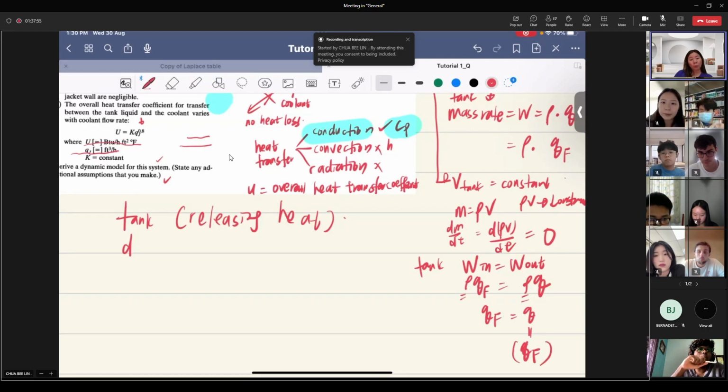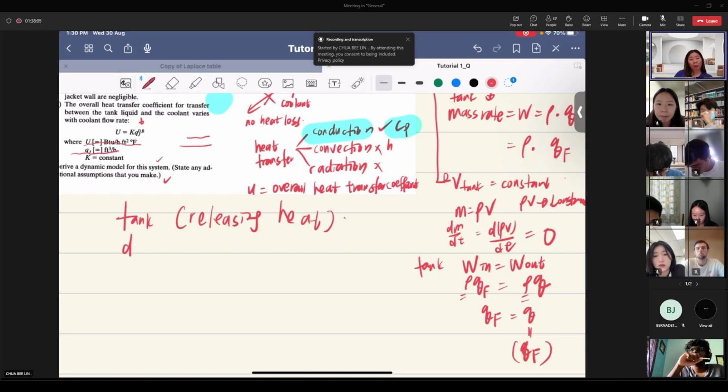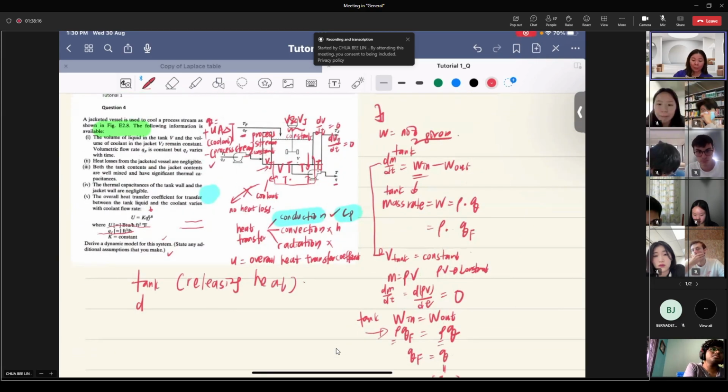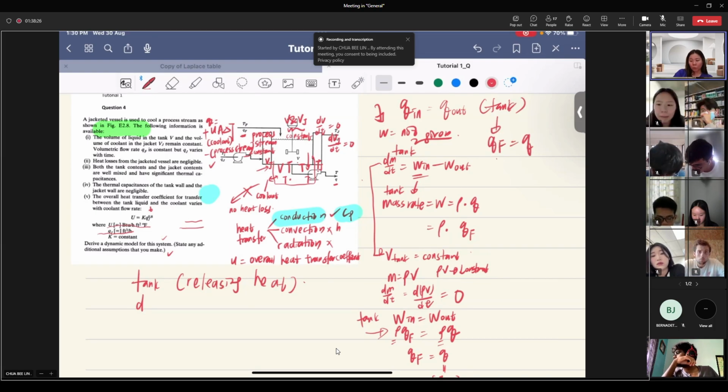So this one will be straight away, I'm using QF. How do we prove this? We use the mass balance. We use that the volume is constant. We prove that mass rate in equals mass rate out. And the mass rate equation you can derive using density multiplied by the volumetric flow rate, which is this equation. I need to perform this because I want to prove Q in equals Q out for the tank, which means that QF equals Q. This one is for the tank. Finally, your Q is also all replaced by QF. Use QF.